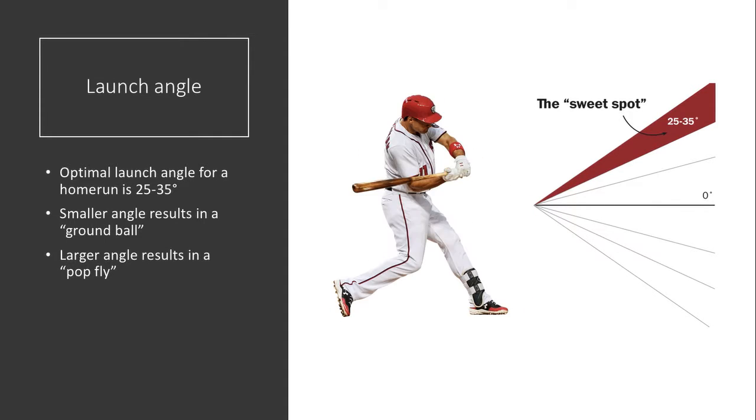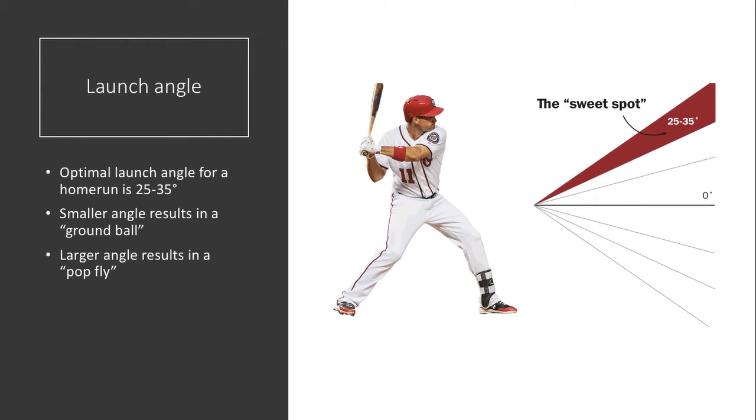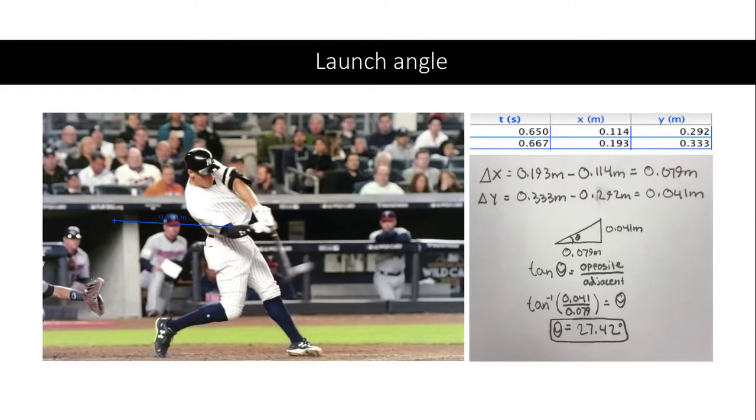There's actually been plenty of research done here, and it has been determined that the optimal launch angle for a home run is about 25 to 35 degrees. So I decided to do a little experiment to test this, and I took a slow motion video of a baseball player hitting a home run and did a tracker analysis to find the angle of that home run, and I found an angle of 27.42 degrees, which is consistent with the research that has been done being between 25 and 35 degrees.